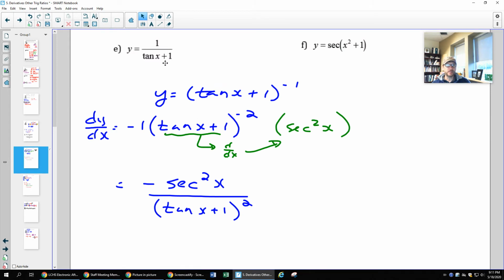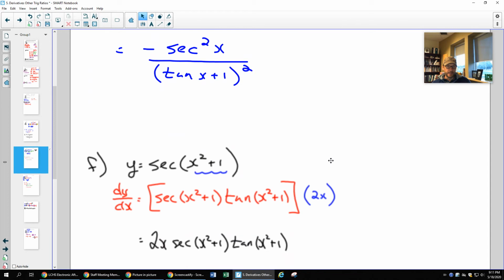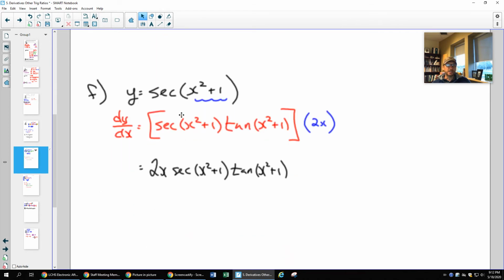Tan of x plus 1. You could do it as a quotient, but I would prefer not to because the derivative of your numerator is 0. So to me, this is far better off being written as an exponent of -1. The -1 goes in front, drop by a degree. Derivative of tan x plus 1 is secant squared, right? So just lots and lots of layers. Derivative of secant is secant theta tan theta. So secant of x squared plus 1, tan of x squared plus 1, that's the rule. And then the chain rule: what's the derivative of x squared plus 1? 2x.